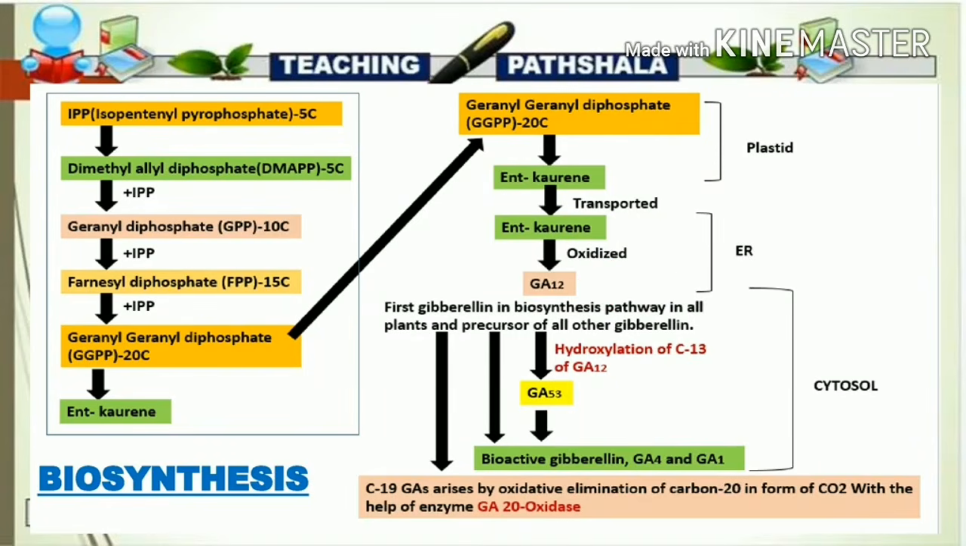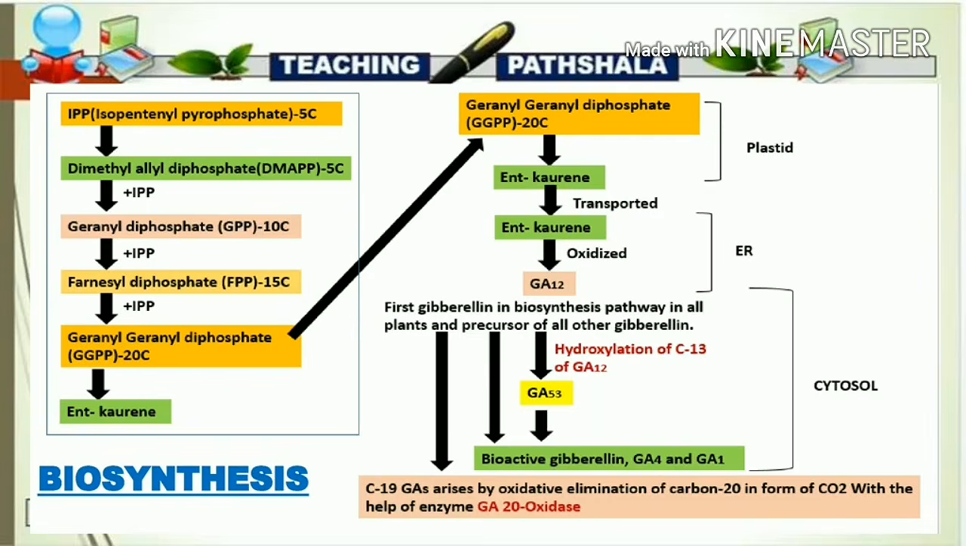This GA12 is the first gibberellin in the biosynthesis pathway in all plants and the precursor of all the other gibberellins. So the first synthesis will be of GA12, and from this GA12 there will be the generation of the other gibberellic acid compounds. So the precursor molecule for GA12 is the isoprenoid unit, that is IPP, but the different types of gibberellic acid are going to have GA12 as their precursor molecule.